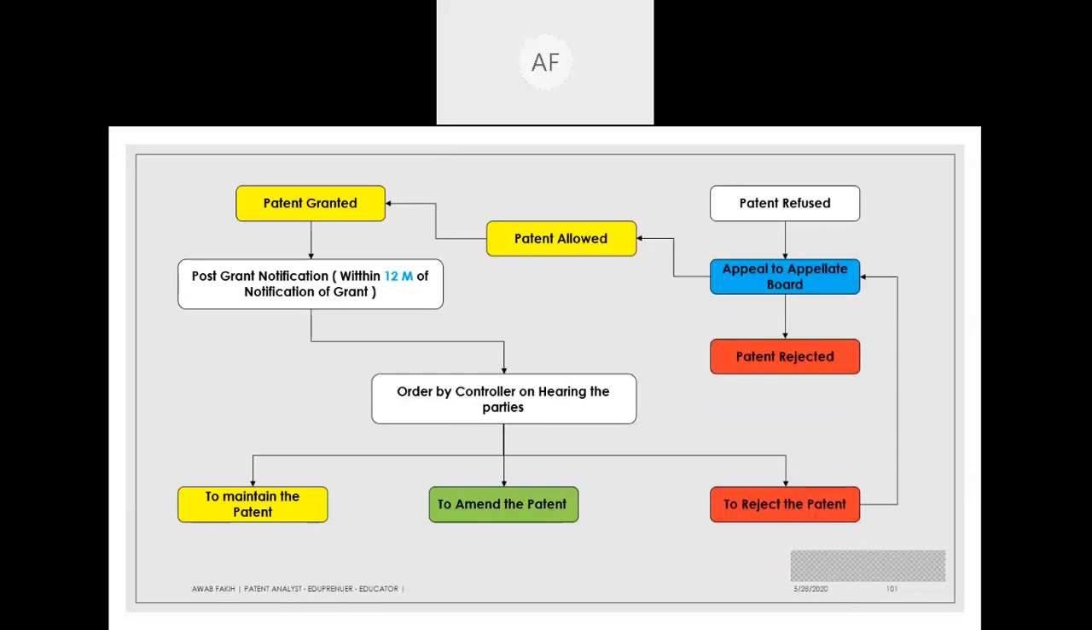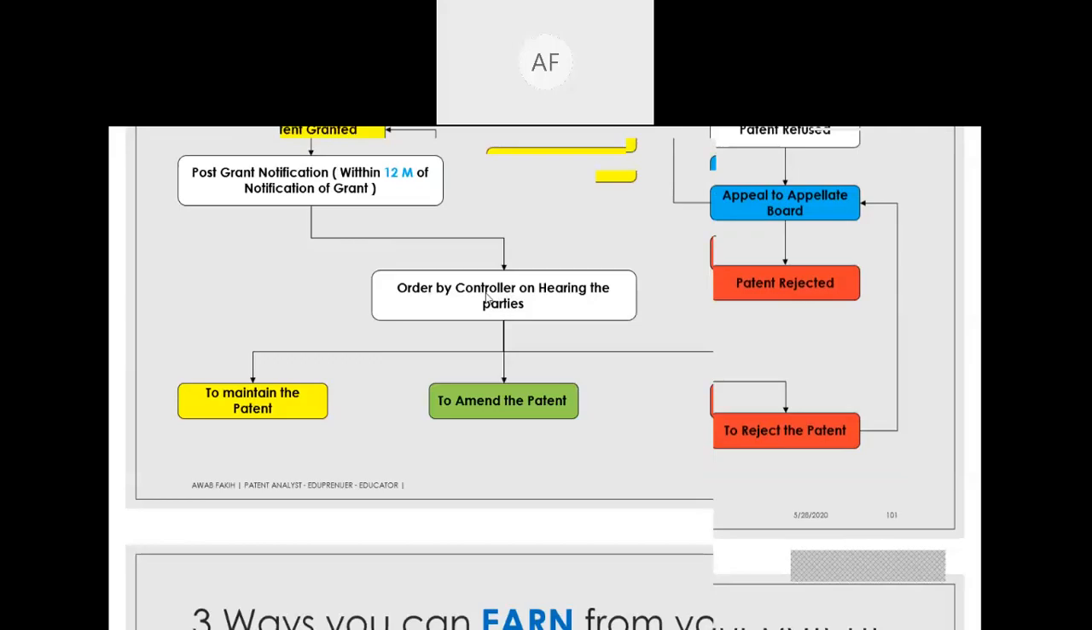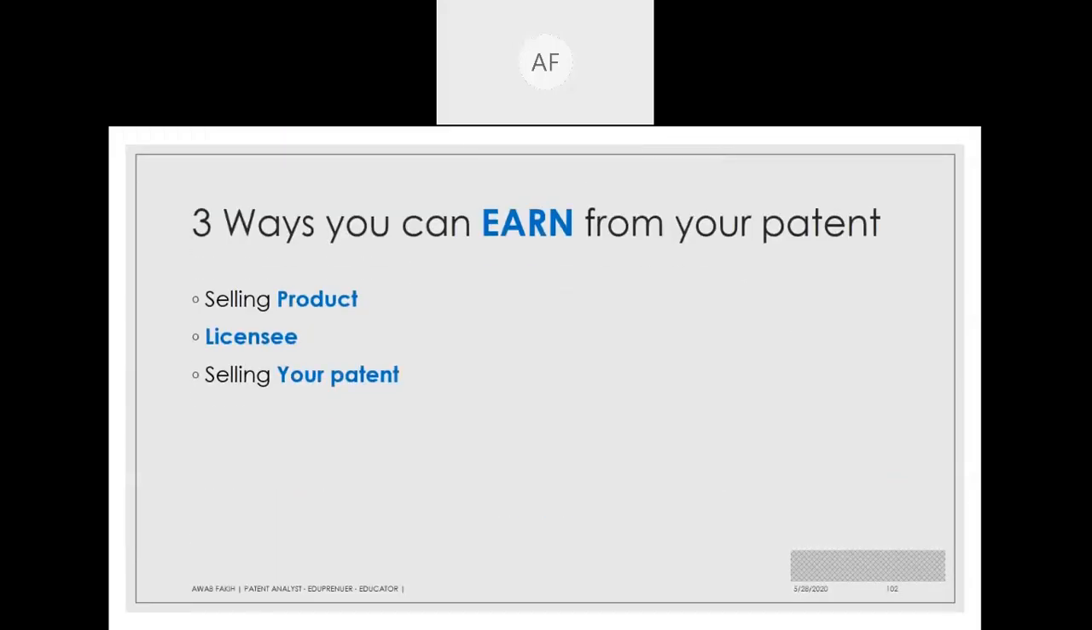So that is the complete process, my dear friends, which happens at the patent office with your application. This is the complete application process, so that you can have a rough idea of how exactly your application will be processed under the Government of India. This is a complete short structure. I hope you got a little idea about how it will be processed. There are three things where you can really earn from your patent, because you'll be putting your time, money, everything into it: by selling a product, by licensing it, or by selling the patent.